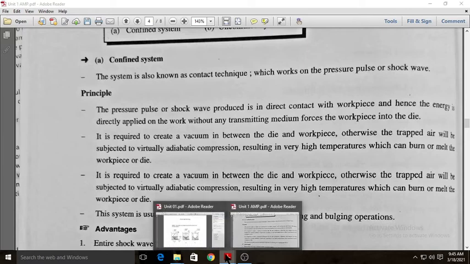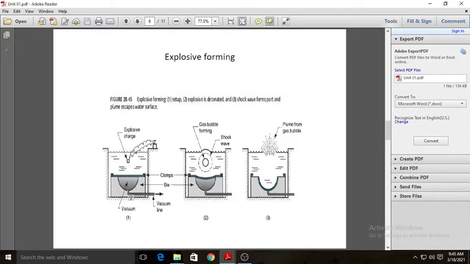Here you can see this is the pipeline, which is the vacuum. So inside this cavity we need to create the vacuum, otherwise what will happen? The air which gets trapped inside this cavity will get overheated and cause burning of the metal workpiece. So that's why we use this vacuum, and we remove the air inside this cavity.